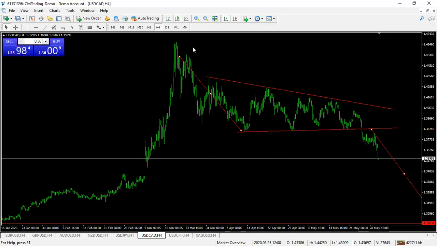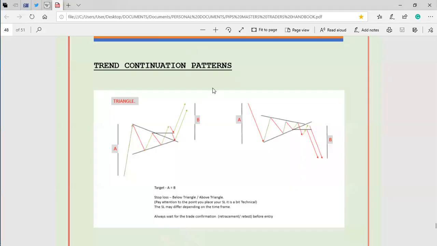Okay, so rectangles work exactly the same way. In case of any questions, just tell me. Let me just go back to the master's book. Okay, so these retests can happen in a few ways.